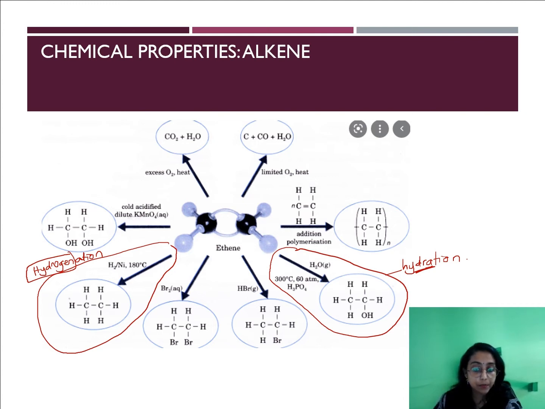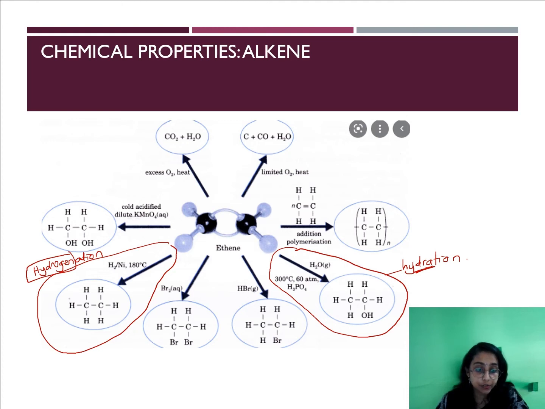Now, during the process of hydration, when you want to add water molecules into an alkene compound, you need a specific condition. Okay, the conditions required are 300 degrees Celsius, 60 atmosphere pressure, and you are required to use concentrated phosphoric acid. Now, these three conditions, please memorize. Now, what will happen is when you add the water molecules, the alkene will form its respective alcohol.